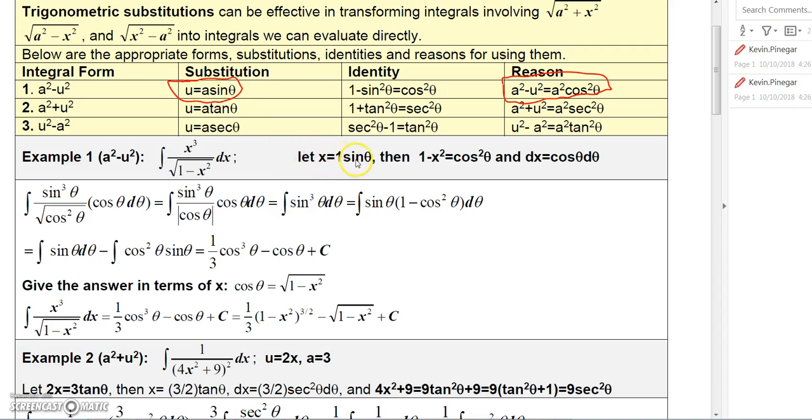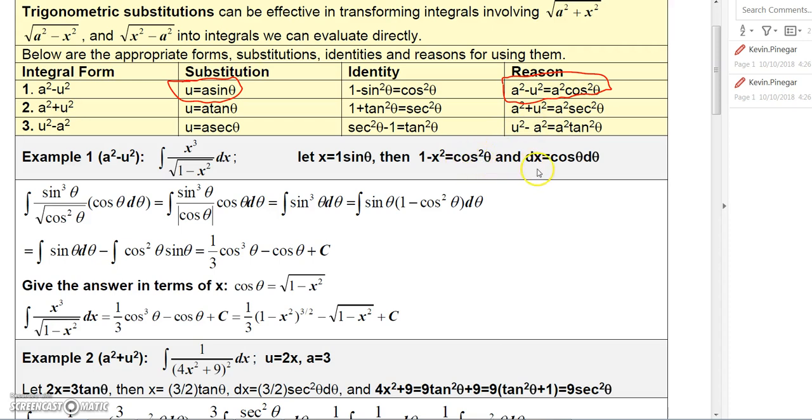So let x equal a sine theta. Now since a is 1, because the square root of 1 is 1, so I have 1 sine theta. So x is 1 sine theta. Now, if you plug that into this 1 minus x squared down here, you'll see that you get 1 minus sine squared theta, and 1 minus sine squared theta is cosine squared theta. So it's consistent with what I said up here, that a squared minus u squared will be a squared cosine squared theta, and since a is 1, 1 squared cosine squared theta is just cosine squared theta.